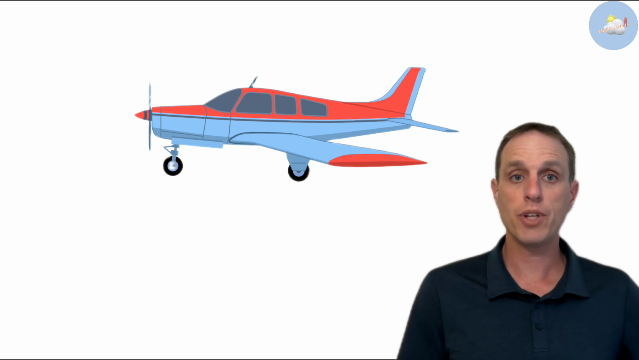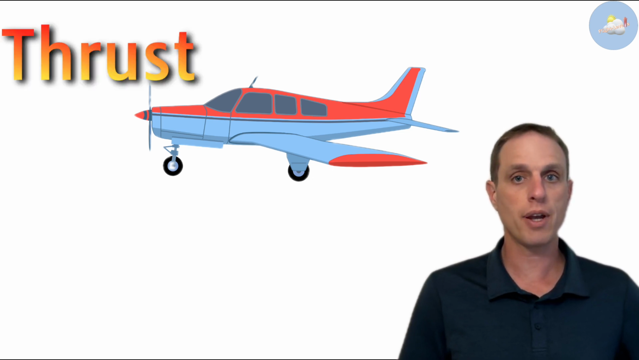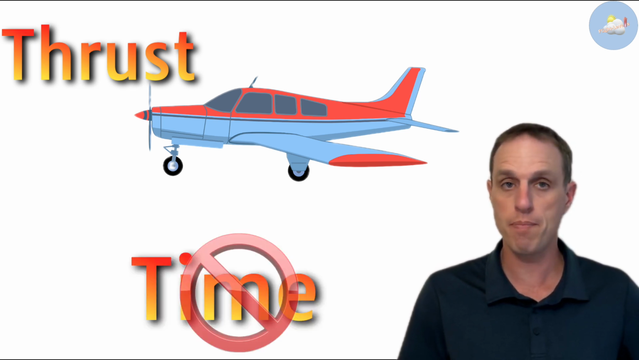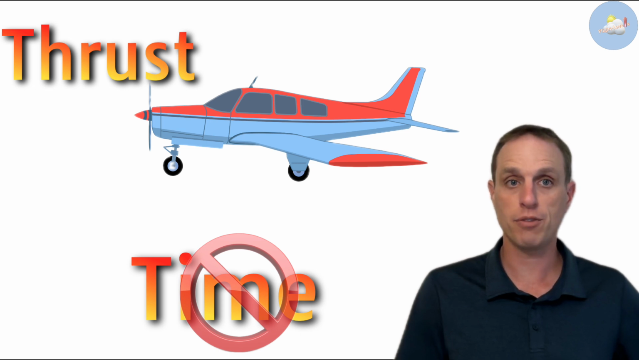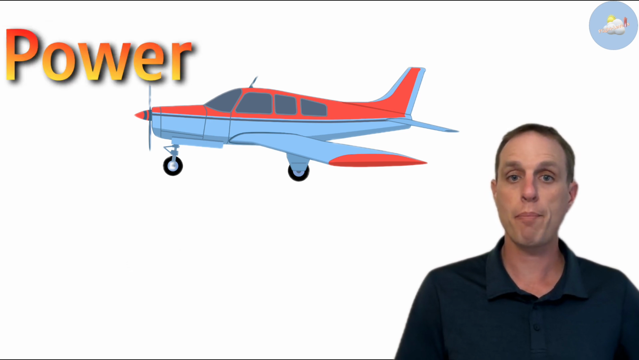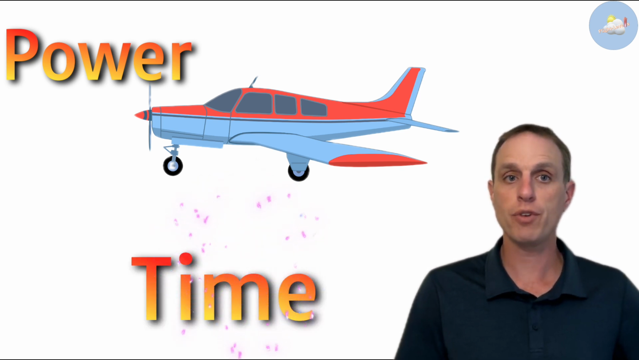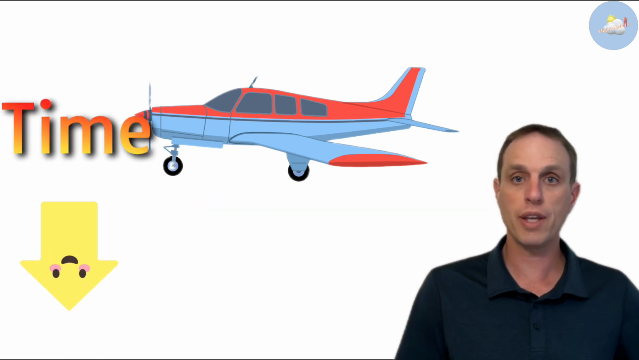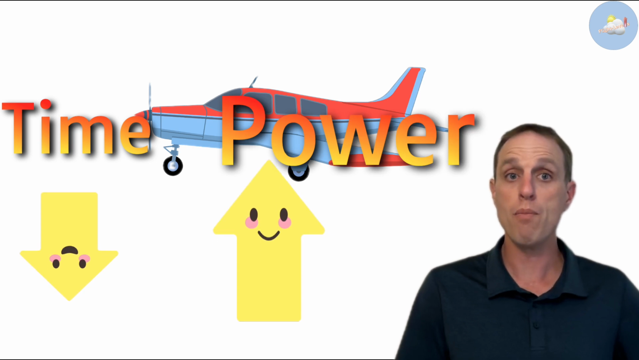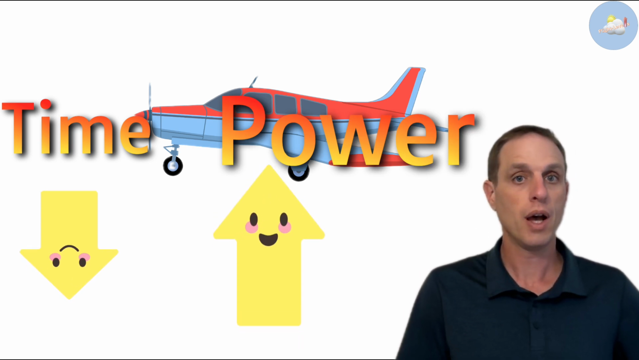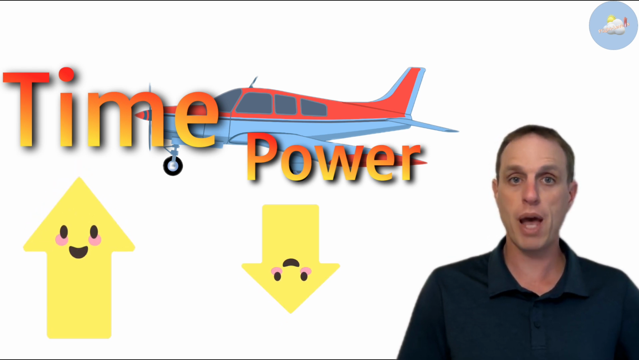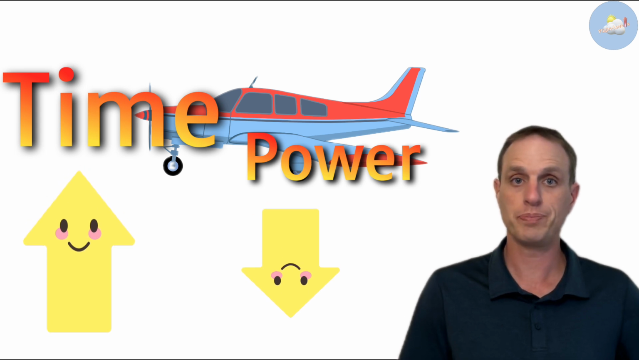The main point I want to help you understand is that whenever we are talking about thrust or thrust required, there is no component of time. It doesn't matter how long anything takes. On the other hand, when we talk about power or power required, time matters. There's an inverse relationship between time and power. That is to say, if an amount of work is done in a small amount of time, more power is required to do so. On the other hand, if an amount of work is done in a long amount of time, less power is used to accomplish the work.